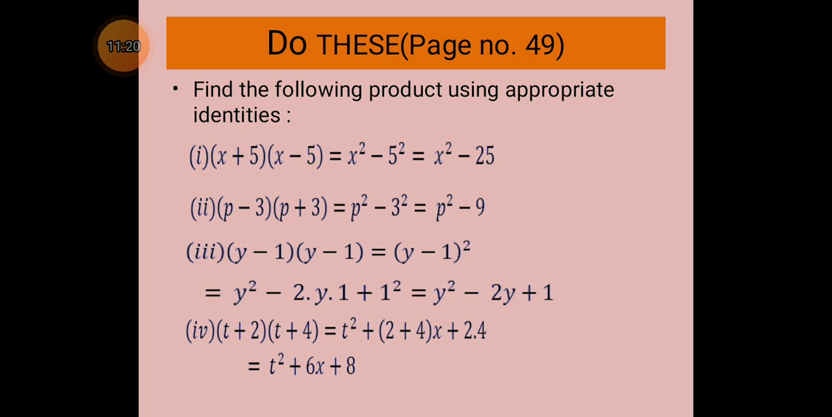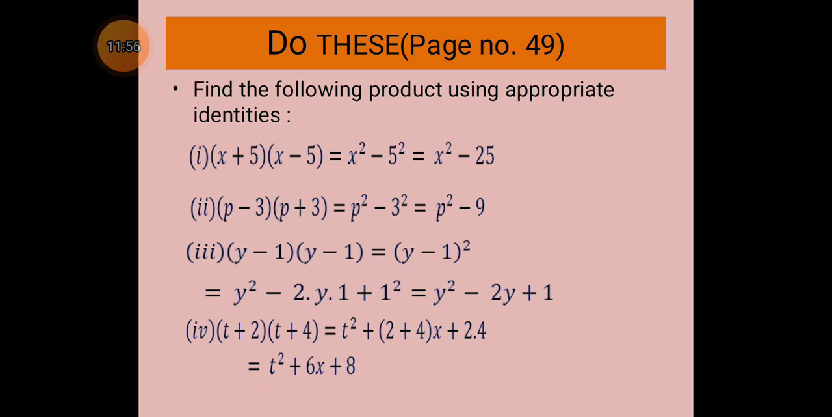The first term and second term are the same. One has a plus sign and one has a minus sign. So it is in the form of (a + b)(a − b), or (x + y)(x − y). (a + b)(a − b) is equal to a² − b². So this becomes first term square minus second term square. First term is x², minus second term 5², is equal to x² − 25.